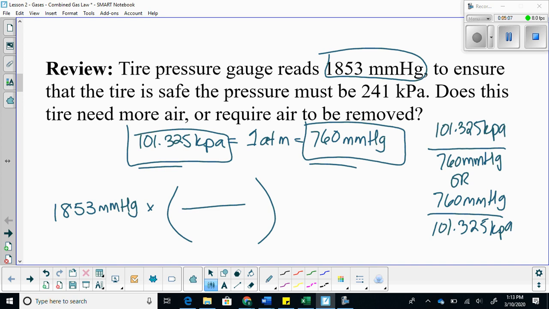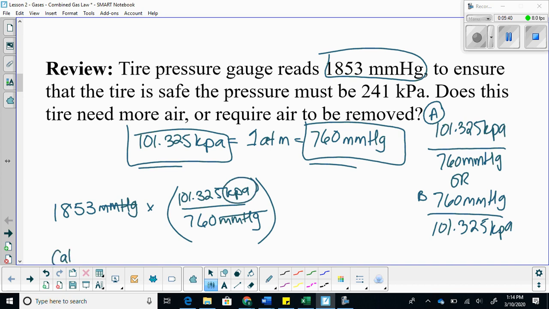The units that you are looking for should always be in the numerator. We need to cancel out millimeters of mercury. So will I be using A or B? A. We're going to use A. So 101.325 kilopascals goes on the numerator, and 760 millimeters of mercury goes in the denominator. Millimeters of mercury cancels out, and you are left with kilopascals.